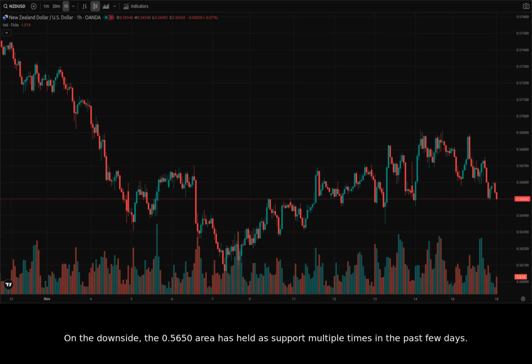On the downside, the 0.5650 area has held as support multiple times in the past few days. A definitive break of this range is what traders are now waiting for.